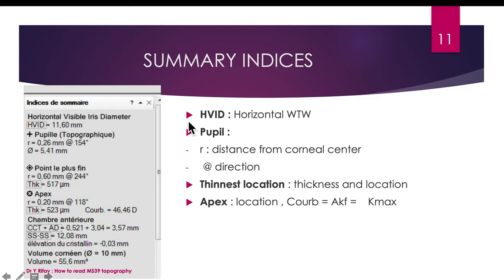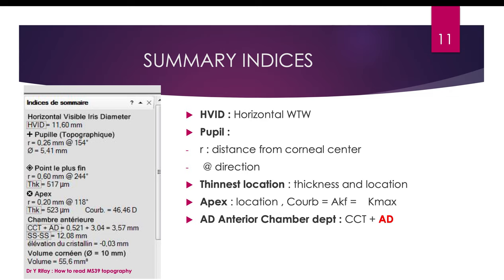In the summary indices, we will analyze the HVID, which is the horizontal visible iris diameter, what we call the white to white. We'll see the pupil, the position of the center of the pupil according to the corneal center, and its direction. We will see the thinnest location of the cornea, its thickness and location. We will see the apex of the cornea, of the cone, its location and its curvature. The curvature of the apex is what we call the K-max, and in MS39 we call it AKF, which is apex keratoscopy front.